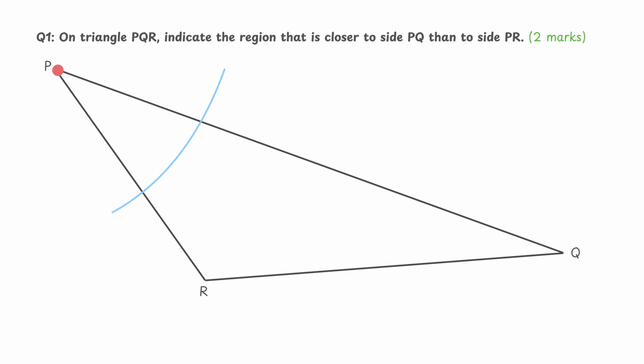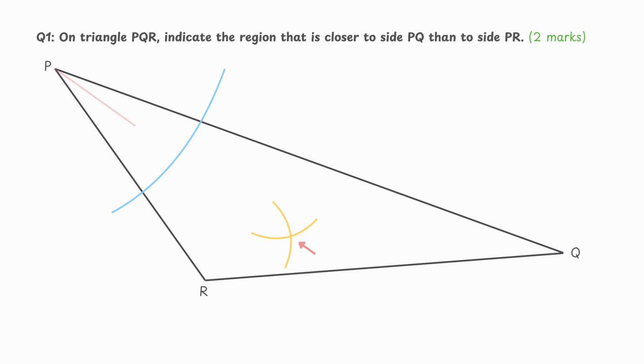Now, without changing the compass width, move your compass to the point where the arc crosses PQ. Draw another arc inside the triangle. Then repeat the same step from the point where the arc crosses PR. Draw a second arc, again without changing the compass width. Now look closely. These 2 arcs will intersect at a point inside the triangle. That intersection is very important. It is a point that is equal distance from both sides of the angle.